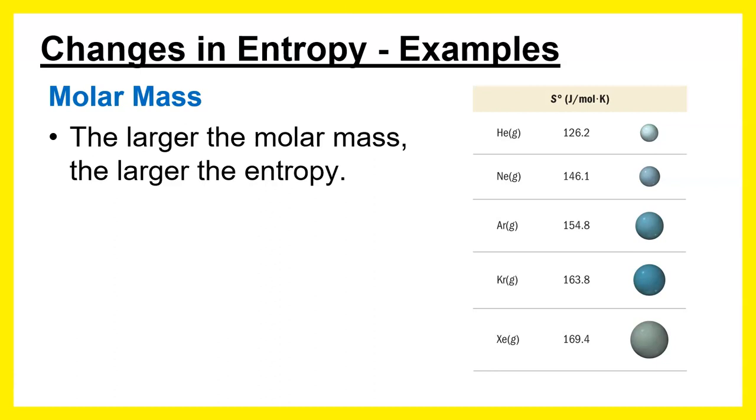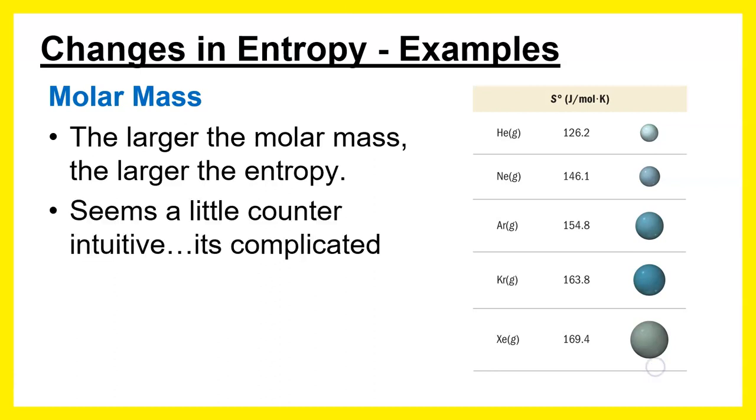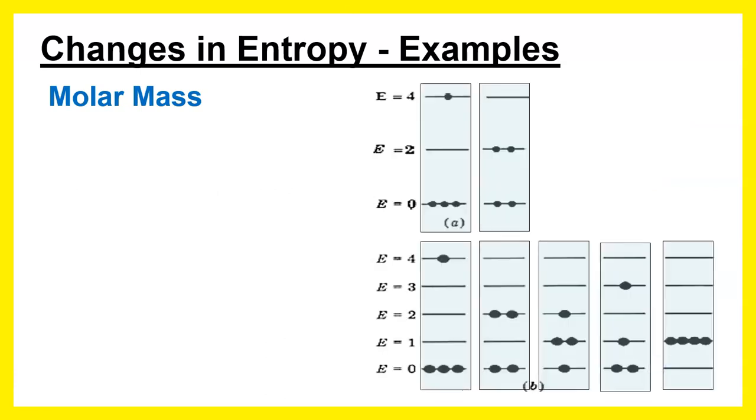Sometimes people say that seems backwards to them because they think, if it's bigger, they take up more space, so there's not as many places for them to be. So to them, that's backwards. The problem is that you're not thinking about the energy levels within the atom or molecule. So let's look at some examples here.